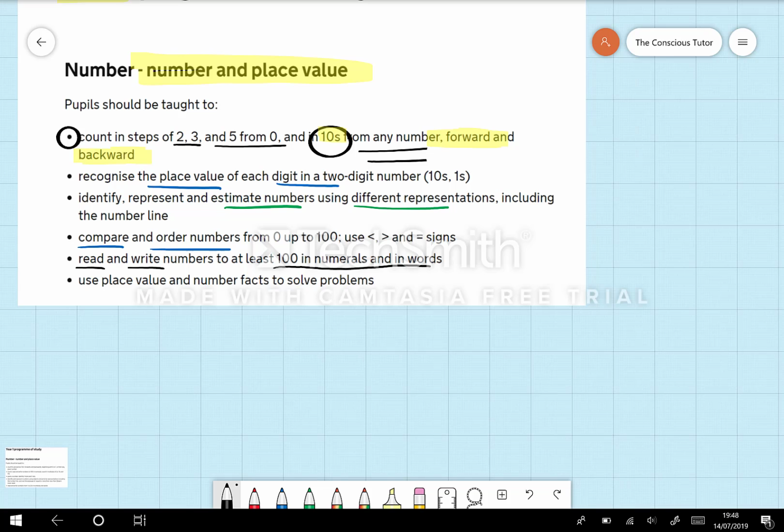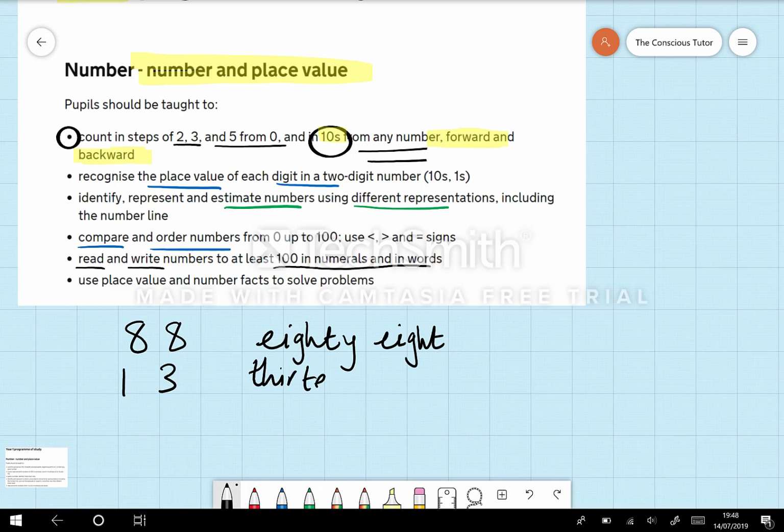Reading and writing numbers. What's been taken out from this objective compared to the year 1 objective is the pictorial representation. So it's expected that children will know how to draw these numbers visually if need be. So 88 would be written as 88 and 13 written as 13. You may be given a word and have to write that in numerals.